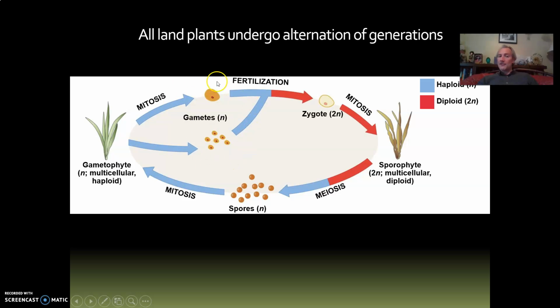They don't dry out. They find each other. They fertilize. We form the zygote. Not going to dry out because it's underwater. And then it grows up into the sporophyte. The sporophyte is diploid. It has sporangia that produce spores by meiosis. Again, they're going to float away, nothing's going to dry out, and the cycle starts over.